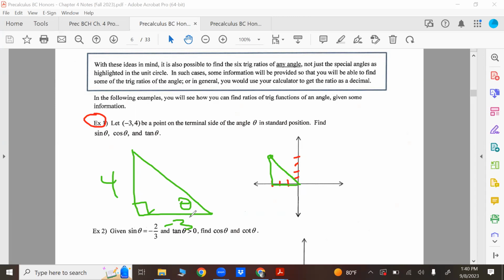What would be the length of this hypotenuse here? 5. No, never negative. That's okay. Pythagorean theorem, right? That's all that's happening there. If you want to draw a circle, go ahead. What's the radius of that circle? 5 anyway. So it's not quite the unit circle because the radius is not 1.